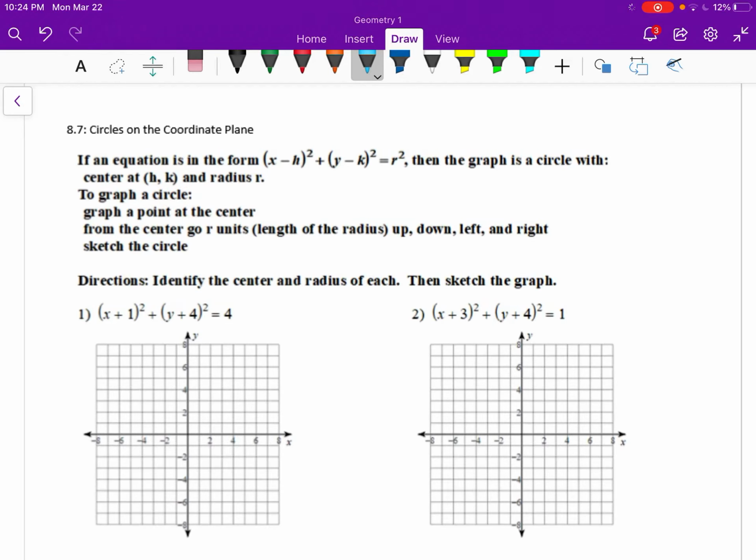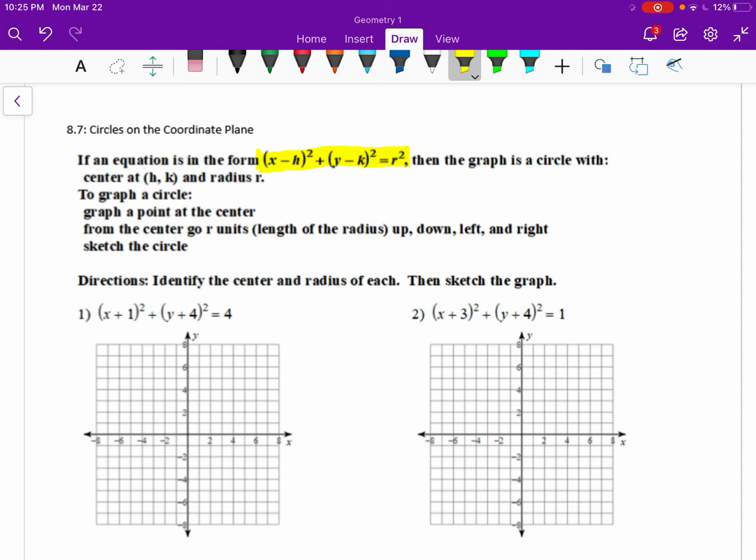All right, here in lesson 8.7, we're going to learn how to graph circles on the coordinate plane. This is kind of like back in algebra when we graphed lines and we used y equals mx plus b and we were able to graph lines. Well, it's going to be similar to that, except we're going to be graphing circles. We're not necessarily going to go into the reason why all of this works right now. We'll do that in a later course.